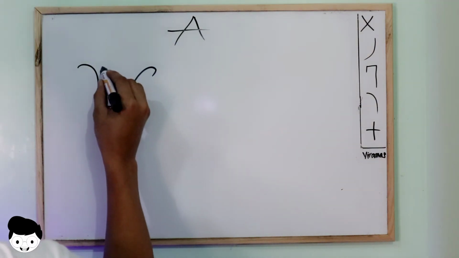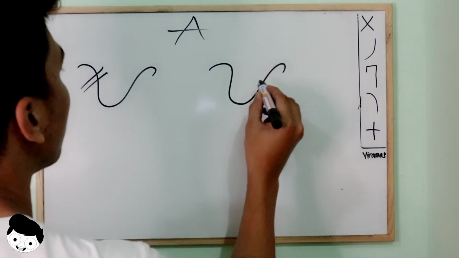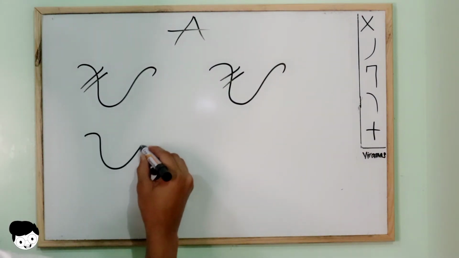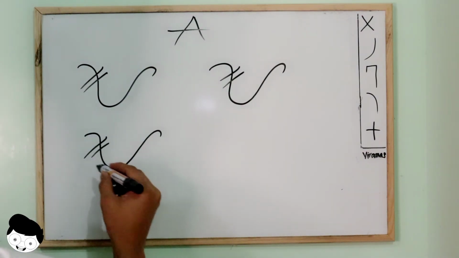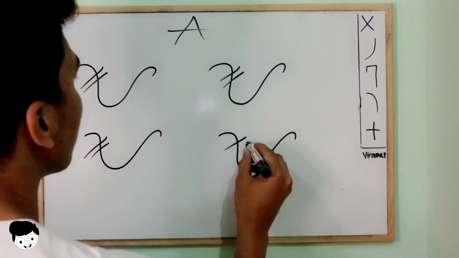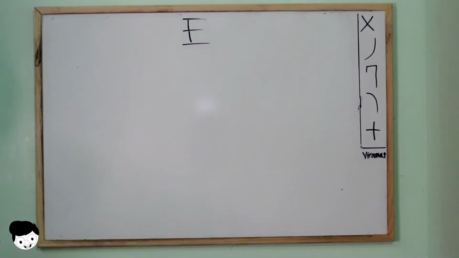1, 2, 1, 2, 1, 2, 1, 2. Let's proceed sa character E ng Baybayin.